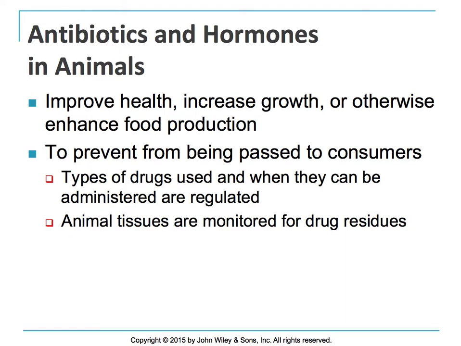Antibiotics and hormones in animals are used to improve the health, increase growth, or otherwise enhance food production. To prevent antibiotics and hormones from being passed to consumers, the types of drugs used and when they can be administered are regulated, and animal tissues are frequently monitored for drug residues.